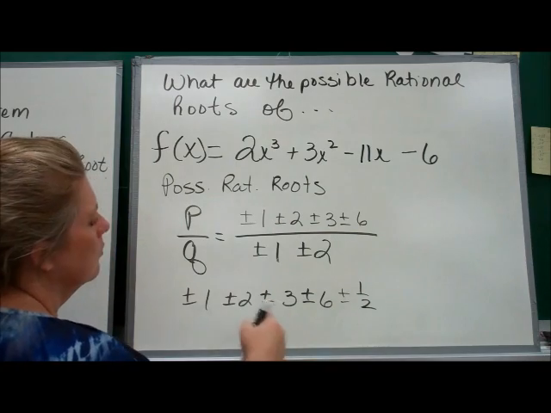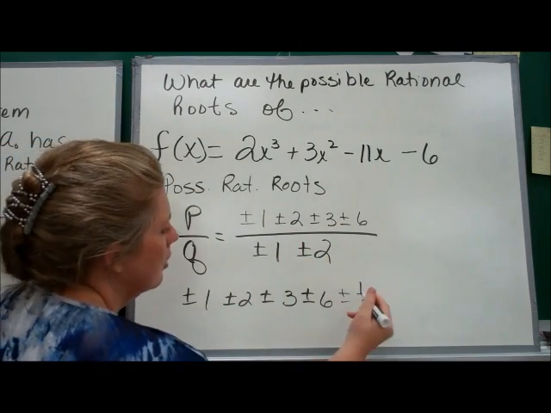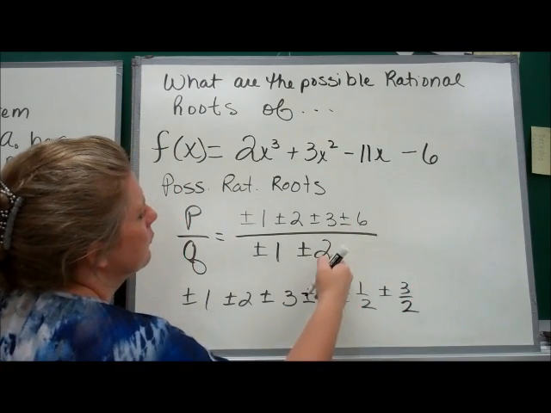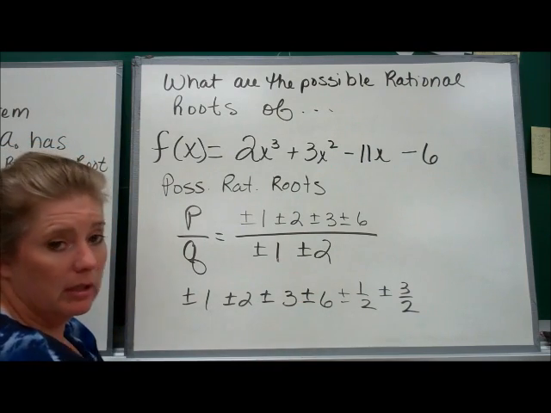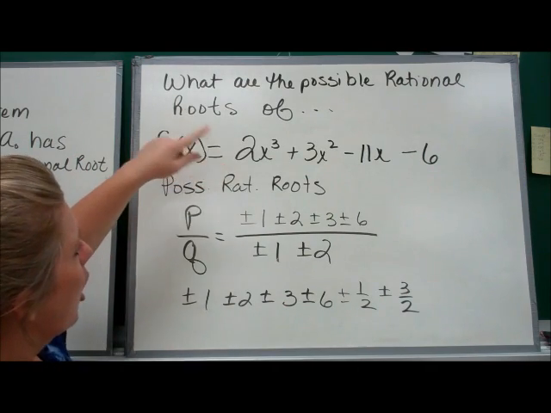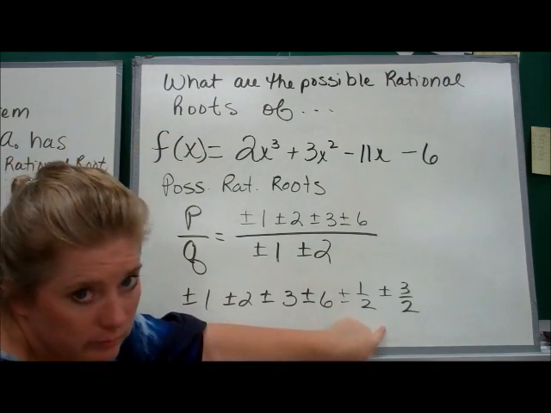2 over 2, that's 1. I already got that over here. 3 over 2, okay, so that's plus or minus 3/2. And 6 over 2, oh, 6 over 2, that's 3. Look, I already have that one. Don't need to write it again. So, for this function, all your possible rational roots are here.